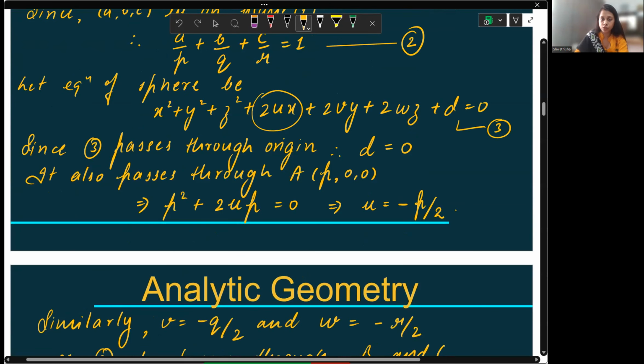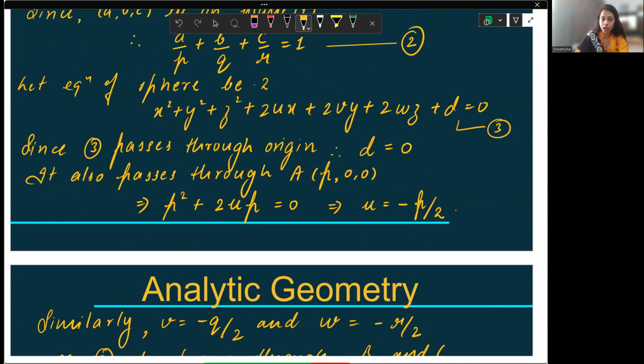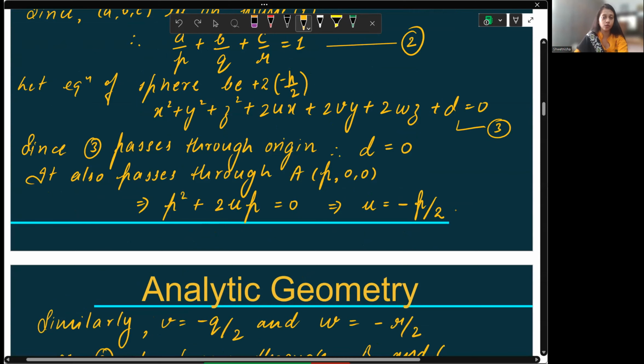You see, I'm just showing you the first term. If I substitute in the first term, it will be plus 2 and this is minus p by 2 times x. So this 2 and 2 cancel and I'm left with minus px. Similarly, you'll get minus qy and minus rz over there.